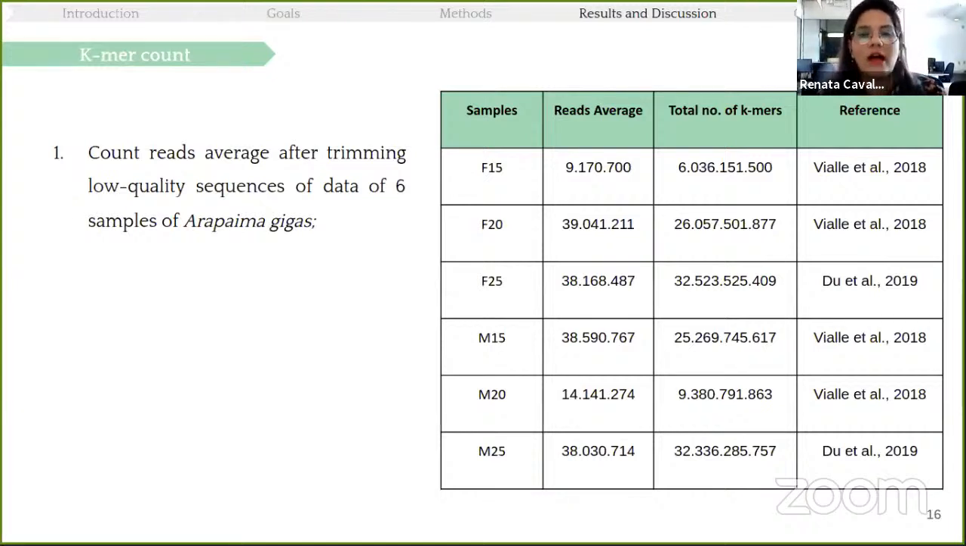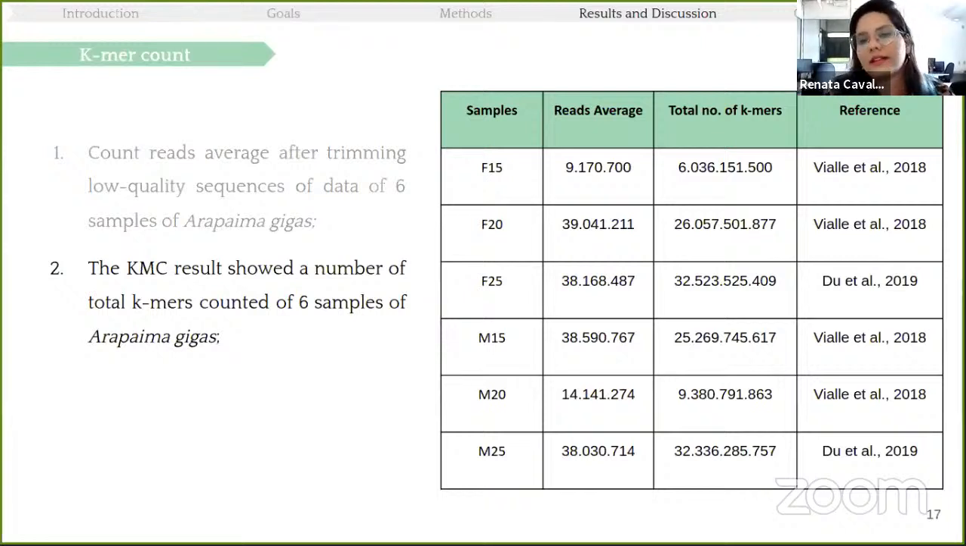In the K-mer count, first we see the 6 samples and the reads average, and a result from KMC of the total number of K-mers. So in this table, we can see the 6 samples, 3 males and 3 females, the reads average, the total number of K-mers, and the reference. The female 25 and the male 25 were from a sequencing by Duet et al., and the other samples were from another sequencing by Vial et al. So we had 6 samples from 2 different sequencings.